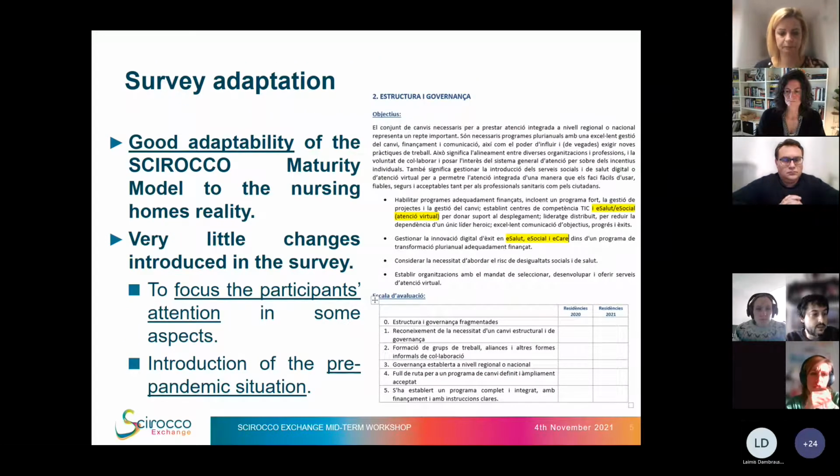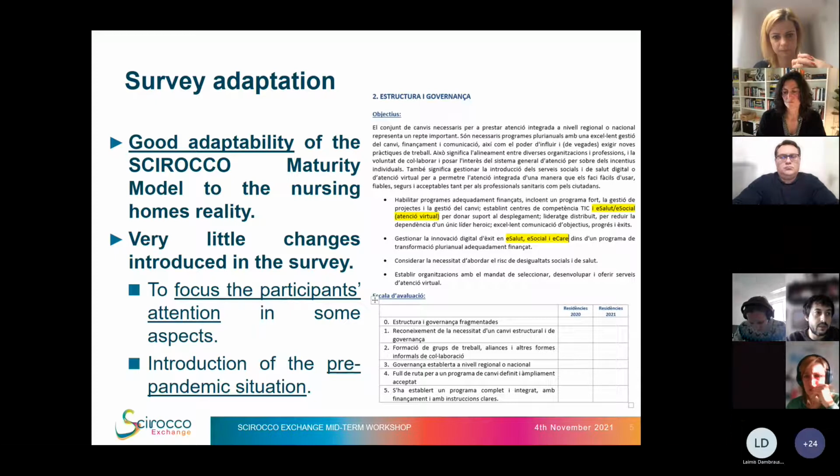Related to the adaptations made in the survey, I have to say that the Scirocco maturity model has a great adaptability to the nursing homes reality. So we introduced very few changes in the survey, as you can see here on the right side in the text of the survey, with the only objective to focus the participants' attention on some aspects. As you can see, we introduced some references to the residential care context or the specific tools in Catalonia for e-health or e-social. The most important change was the introduction of the pre-pandemic situation in the individual survey, so we could have a picture of the situation in that moment. By comparing, we could measure the impact of the pandemic on the integrated care in the residential care area.